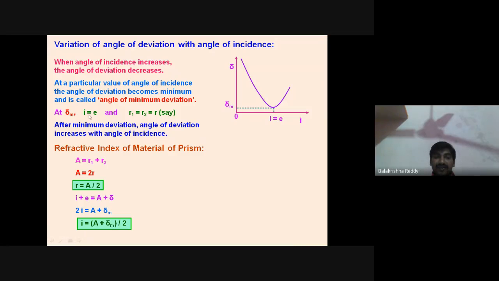The condition of angle of incidence equal to angle of emergence, we call that the angle of minimum deviation also, right? So now almost 95% we have finished. Now it's just simple. What is our actual topic? Our actual topic is refraction through the prism, right?